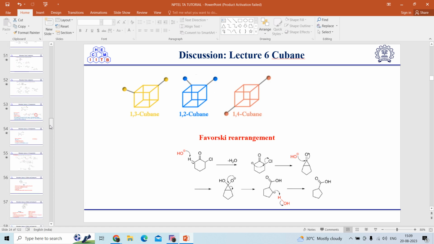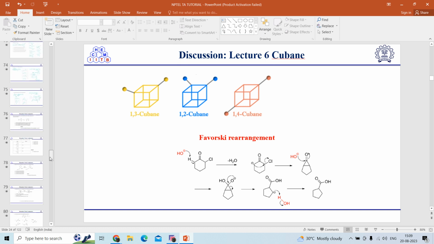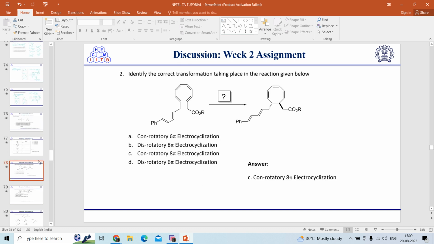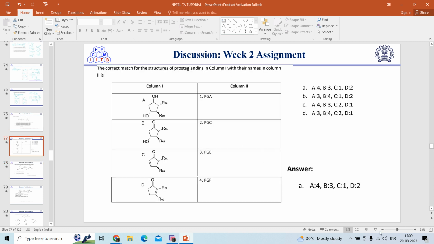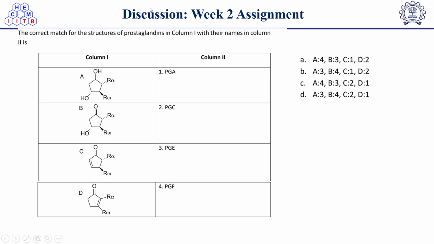So that was the first question from assignment 2, week 2 assignment. Now this is the second question. The correct match for the structures of prostaglandins in column 1 with their names in column 2 is. So here we should have a better understanding about how the nomenclature of prostaglandins is done. So I will give some time. So you have to match the correct answer, like which prostaglandin is having this particular name: PGA, PGC, PGE, PGF.